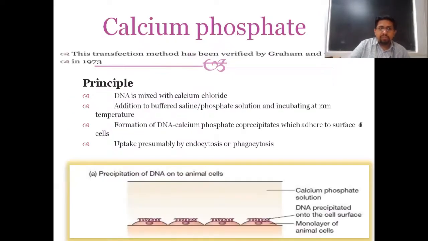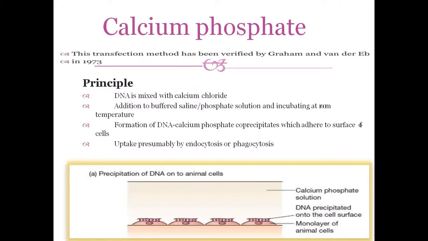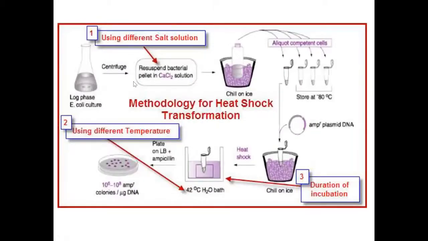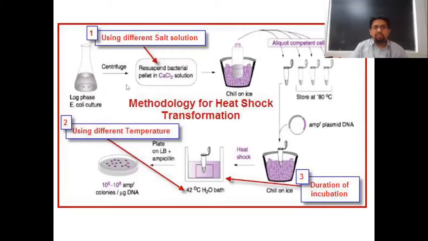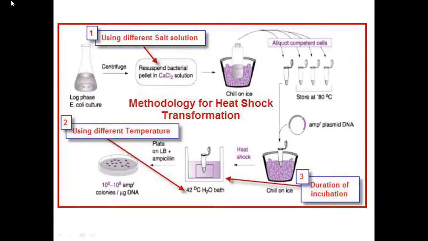Now, this calcium phosphate method that I told you about: first the DNA is mixed with calcium chloride, then it is incubated with the target cells, and as I told you, the calcium phosphate is engulfed through phagocytosis. Whatever is indicated on this slide is for bacterial transformation.